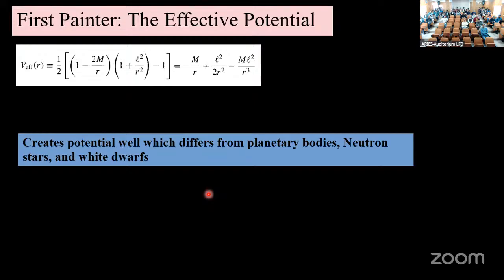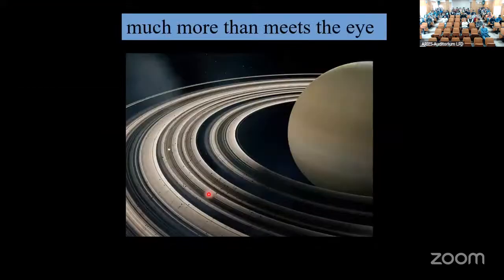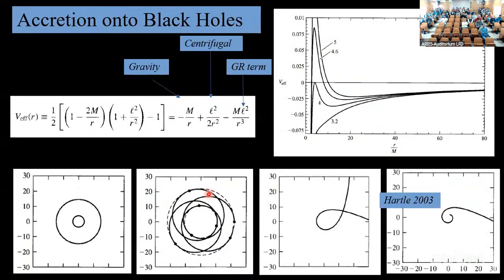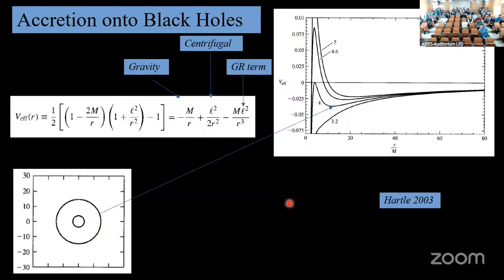Now it differs from planetary bodies, neutron stars, and white dwarfs. Now it's much more than what meets the eye. You can see these are rings, beautiful rings around Saturn. What does it mean? If you have a potential like this, and around that potential you have particles which are orbiting, there are several kinds of orbit which you can find.